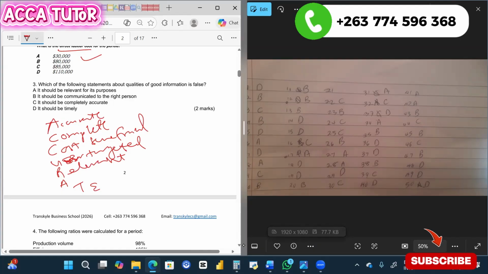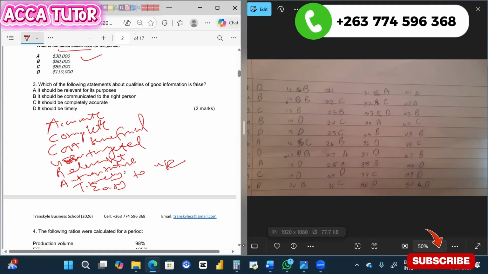A, Authoritative. Yes, authoritative, to be supported by enough evidence or data, evidence based. And T, Timely. Yes, timely. And E, Ease of use. It is ease of use. So we are done. So now let us answer question number 3.